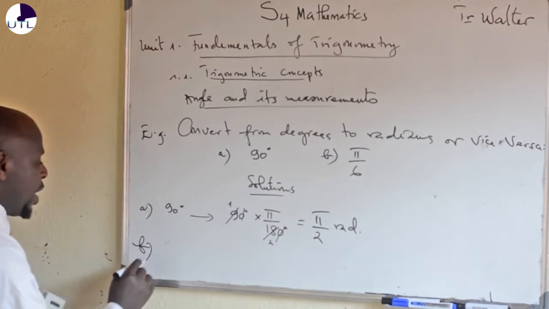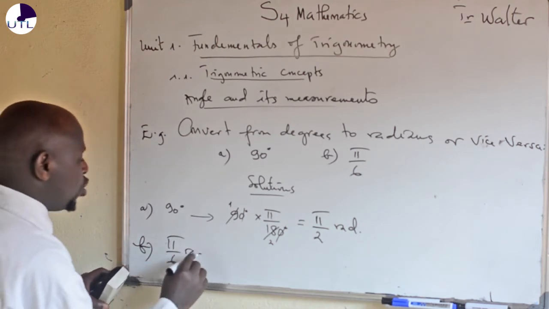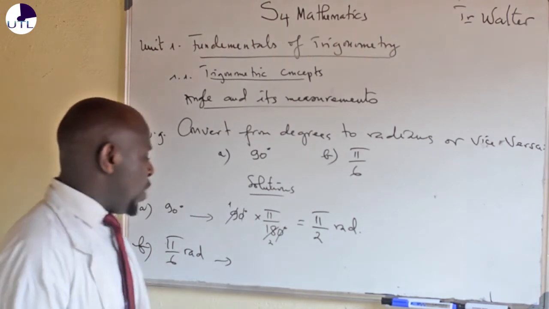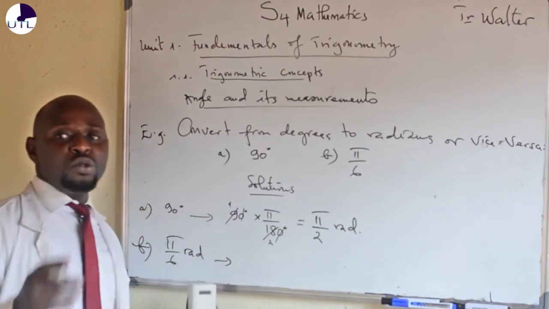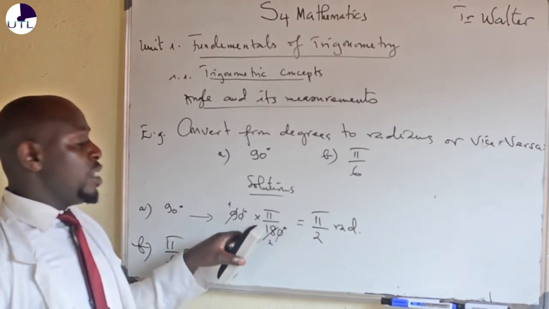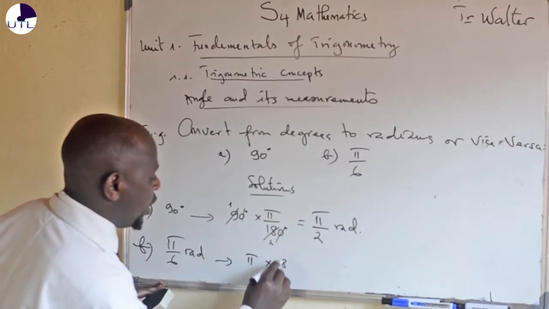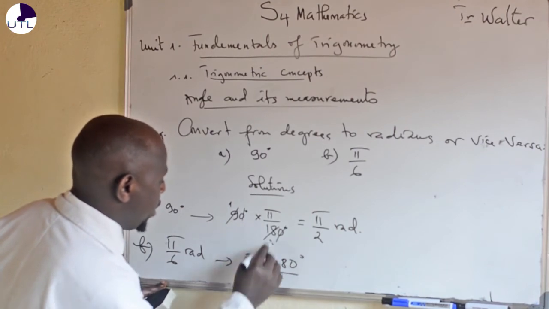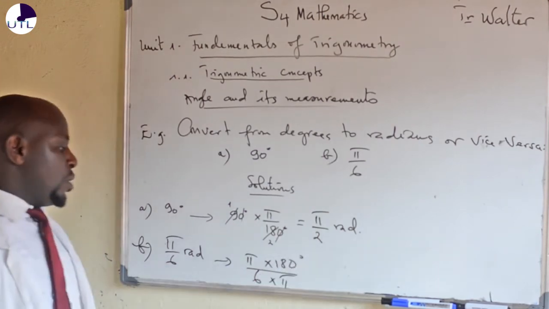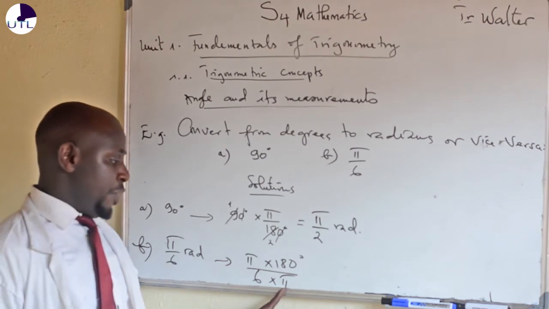Number B, we are now converting pi over 6 radian into degrees. Ladies and gentlemen, how do we do it? I've told you that when we are converting from radian to degrees, we only multiply by the inverse of this, which will be 180 degrees over pi. So I have pi times 180, then I divide by 6, because there was 6 here, times pi. It's like I have multiplied by 180 degrees over pi, ladies and gentlemen.